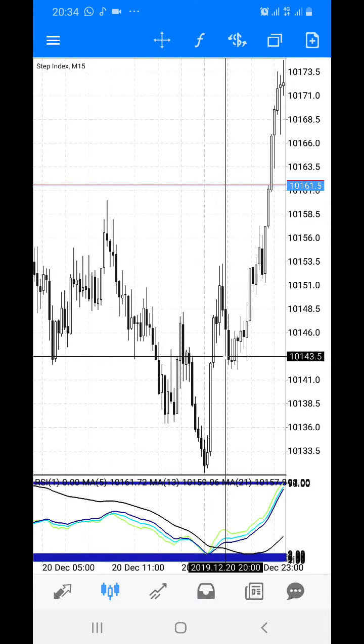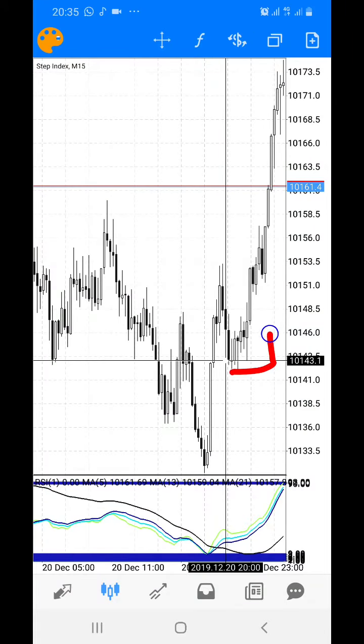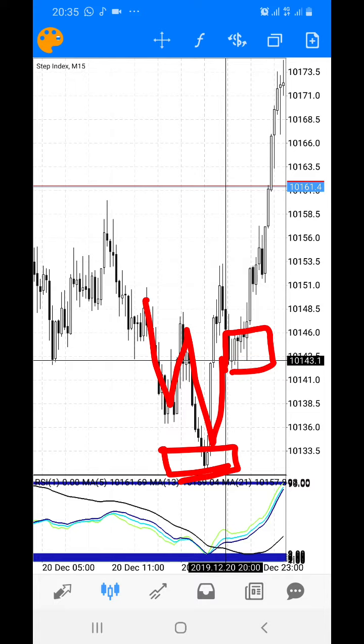Then it will do what we call a stop hunt. When it does a stop hunt, let the stop hunt reject. A good rejection this time. Look at a good rejection here. When it gives a good rejection, buy again because it's a stop hunt. This is the lowest point from our W, so you get a buy.